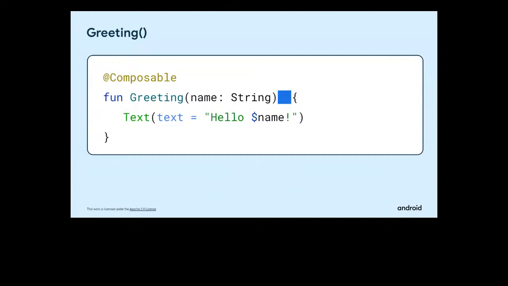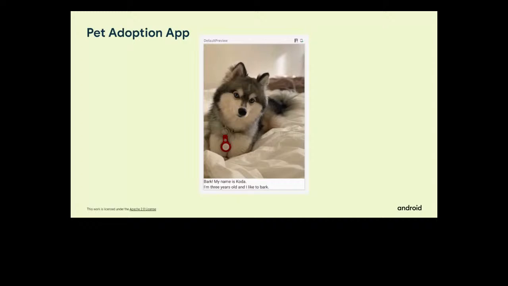All right, so now that we have understood the basic structure of a composable function, let's have a look at a demo application. This is the application that we'll be working with through the PowerPoint presentation. It is a pet adoption application screen, and we'll look at how this application is built through this presentation.